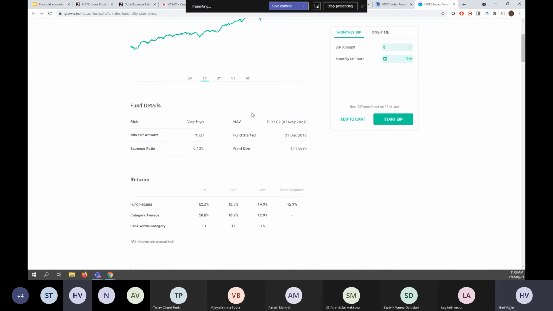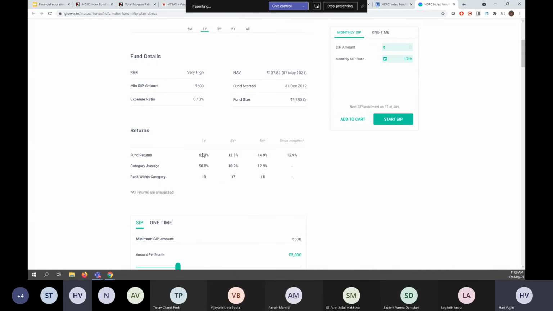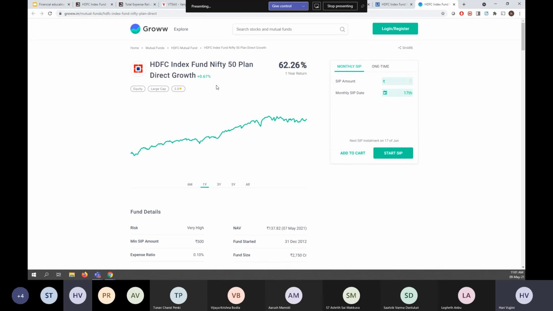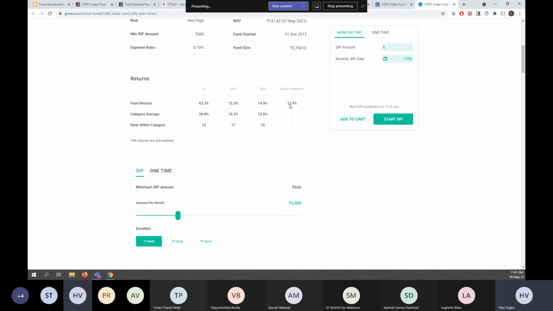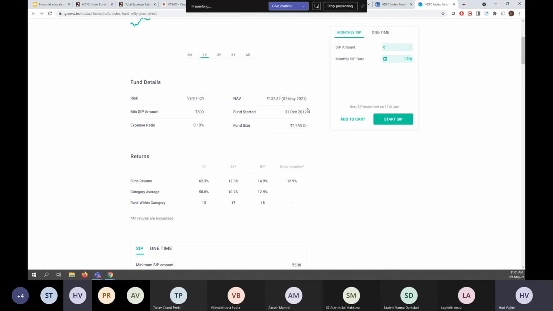So, for the HDFC index fund, the last year return was 62%. And last 3 years, 12%. Last 5 years, it's 14.9%. Since inception, I think the fund was started on 31st December 2012, it's 12.9%. If you put a fixed deposit in an Indian bank, you get around 3 to 4% interest in India. If you would have parked your money in this index fund, you would have made almost 13% since 2012. In the last 1 year, it was 62%.